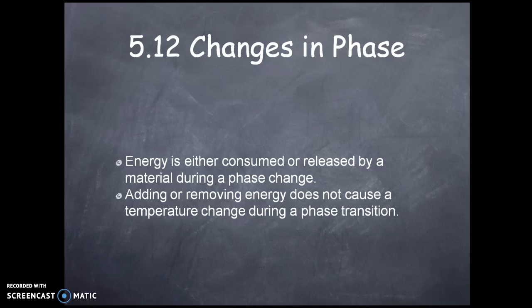Adding or removing energy does not cause a temperature change, but helps in a phase transition. So whenever we add or remove energy, the solid material, let's say, will convert from solid to liquid, but the temperature will remain the same even as it converts into liquid. But after it turns into liquid, if you keep giving energy, then its temperature would rise. In the beginning, that energy is solely used to change its phase.